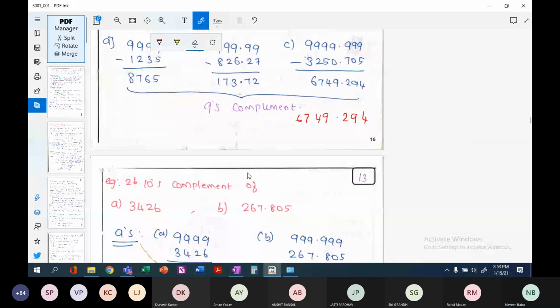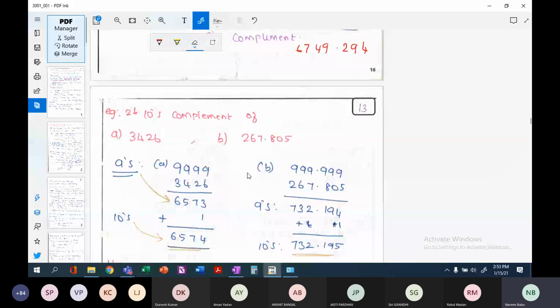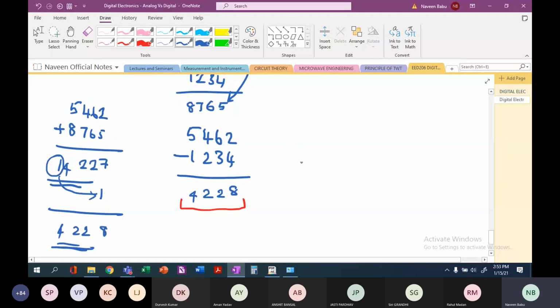Now, still 2 more minutes. Okay, I'll complete the 10's complement and then we may wind up. So what is the 10's complement? The 10's complement is nothing but the 9's complement plus 1. You perform the 9's complement, and whatever answer you get, add 1 to it. So what you get is the 10's complement. Am I right?